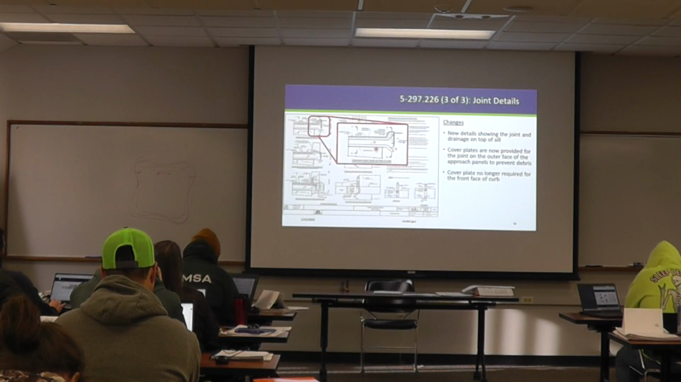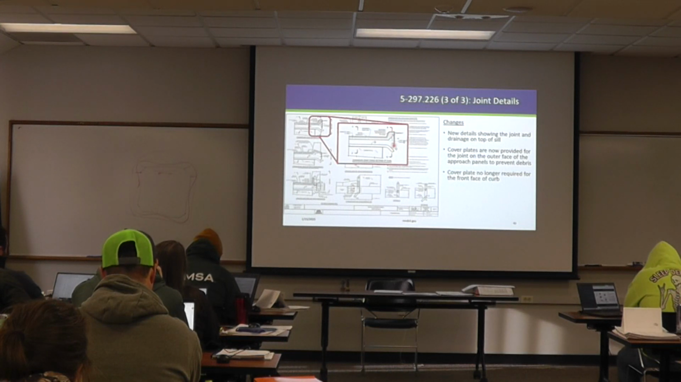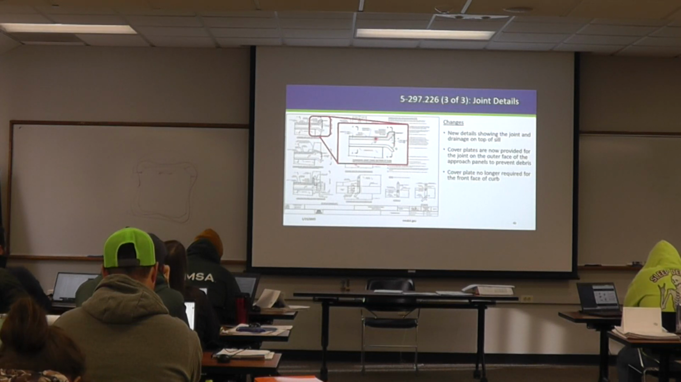So I zoomed in here. We have these cover plates now on the outside of the joint. So here's your curb, and then here's the adjacent grading or whatever. And we now have this HDPE cover plate, like you'd find at a playground. We had some concerns with galvanized steel plates corroding in these areas, so we replaced them with this HDPE cover plate. I will also note there's no longer a cover plate required on the front face of the curb. There used to be one on the front face of the curb, and now there's just one on the back face of the curb.